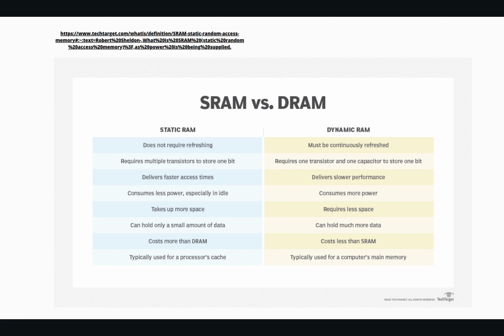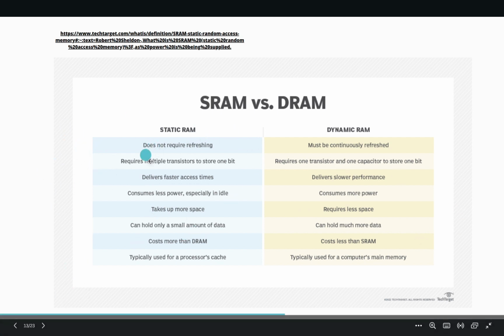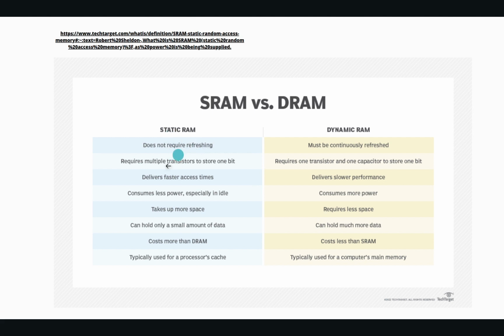So it's very important to learn their differences and similarities. So here are the differences. You can learn only 3 of them because mostly only 3 of them are requested. So the easiest one is that static RAM does not require refreshing. However, dynamic RAM must be continuously refreshed.